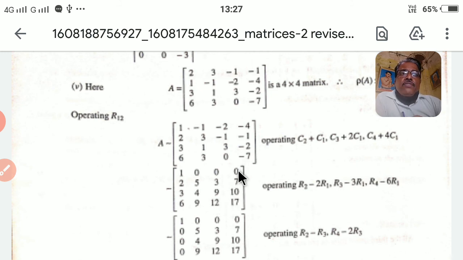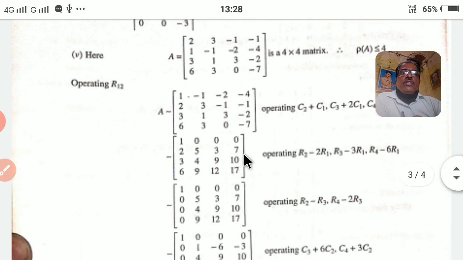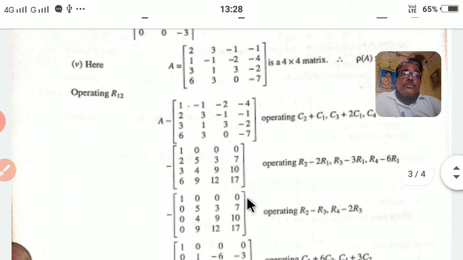And similarly C4 plus 4 C1. C4 can be written using this formula, C4 plus 4 C1. So multiply the column C1 by 4 and add it to C4. So 4 into 1 is 4, 4 minus 4 is 0, 4 into 2 is 8, 8 minus 1 is 7, 4 into 3 is 12, 12 minus 2 is 10, 4 into 6 is 24, 24 minus 7 is 17. Like that we obtain the elements of C4.